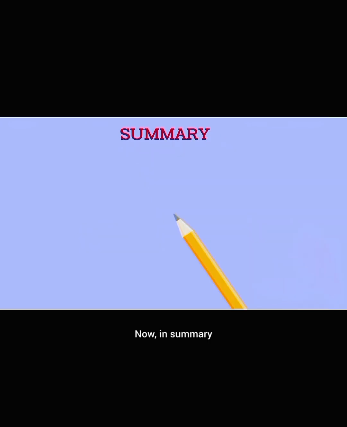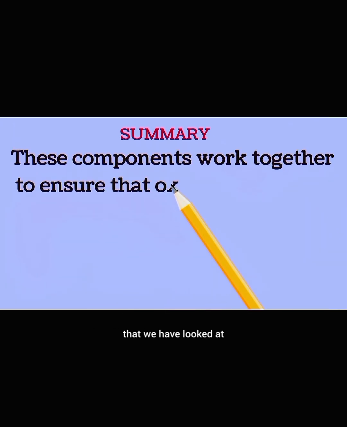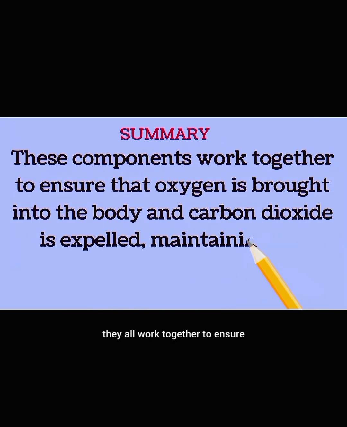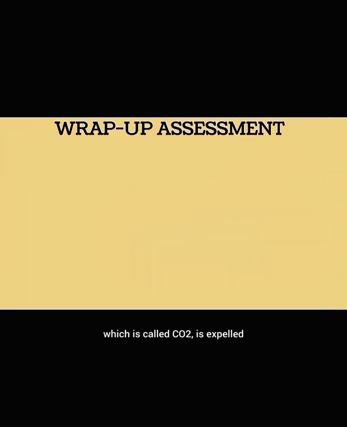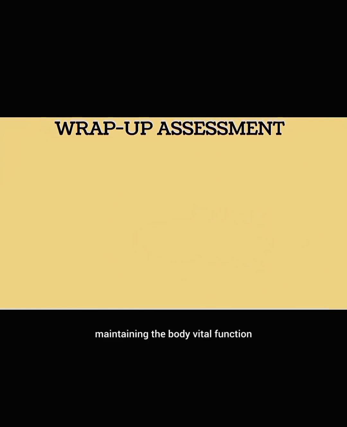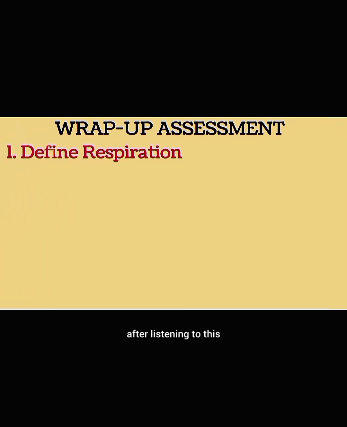Now, in summary, you need to understand that these components work together. All these components that we have looked at, the parts of the respiratory system, they all work together to ensure that oxygen is brought into our body and carbon dioxide, which is called CO2, is expelled, maintaining the body's vital function.